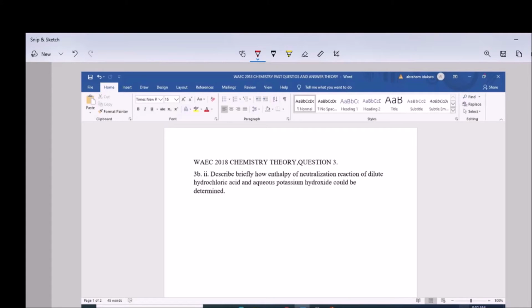Hello, welcome to WAEC 2018 chemistry theory, question number 3b, Roman figure 2. The question says, describe briefly how enthalpy of neutralization reaction of dilute hydrochloric acid and aqueous potassium hydroxide will be determined. This is just the reaction between hydrochloric acid and aqueous potassium hydroxide to give potassium chloride and water.